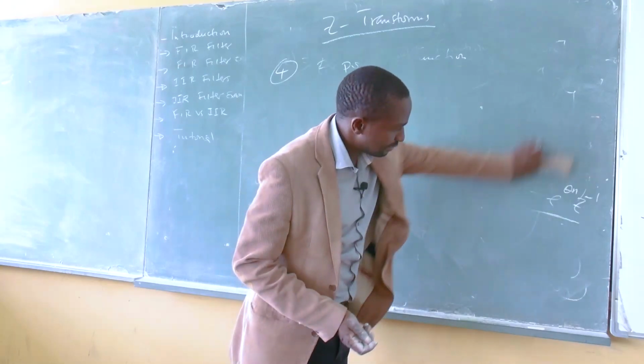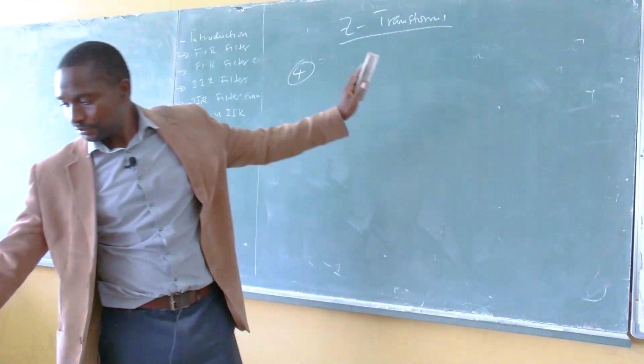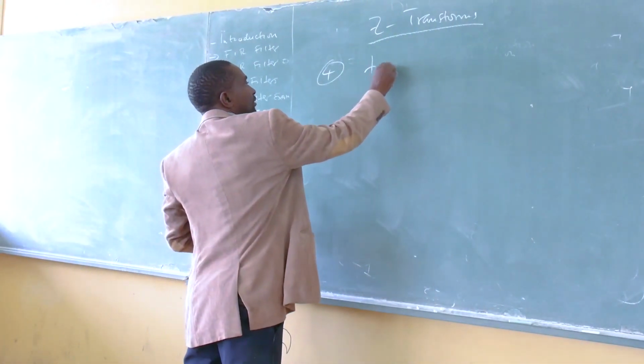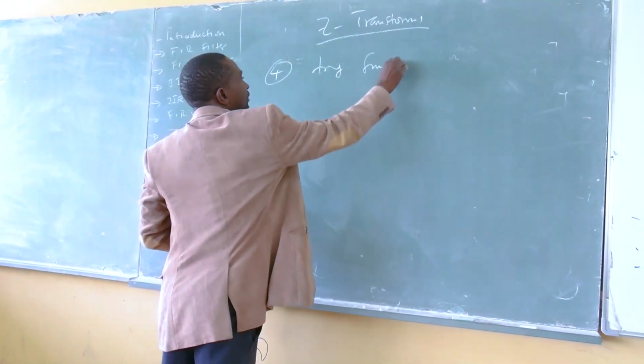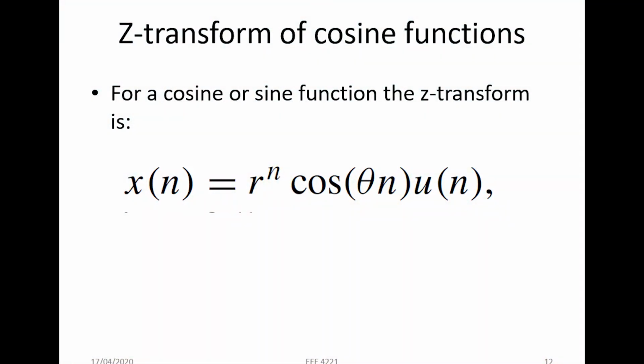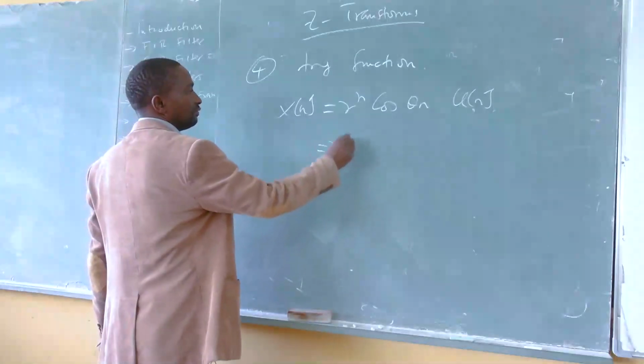Finally, I want to give an example to do with a trigonometric function. Let's do an example with a trigonometric function. Suppose you have x of n equals r to the power n cos theta n, and this again is with reference to the unit step function. So to find the Z transform of this, all you need to do is, first of all, factor out r to the power n.